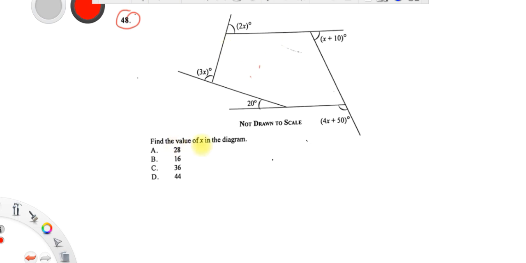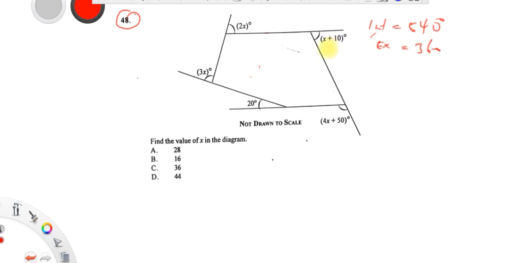Obviously, it says: find the value of x in the diagram. This is simple. So this is how many? 1, 2, 3, 4, 5. This is a pentagon. Obviously, a pentagon. So if you sum the exterior angles of a pentagon, you get 360. If you sum the interior angles, you get 540. The exterior angles will give you 360 degrees.